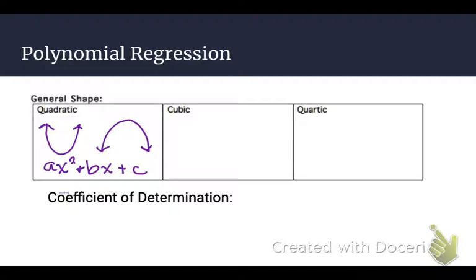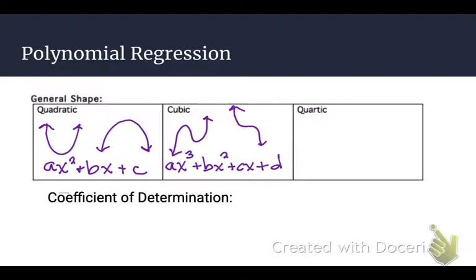plus c. For a cubic function, we want to see a very distinct S-shaped graph with some very clear maximum and minimums and different end behaviors. And we would use our general form ax to the third plus bx squared plus cx plus d.